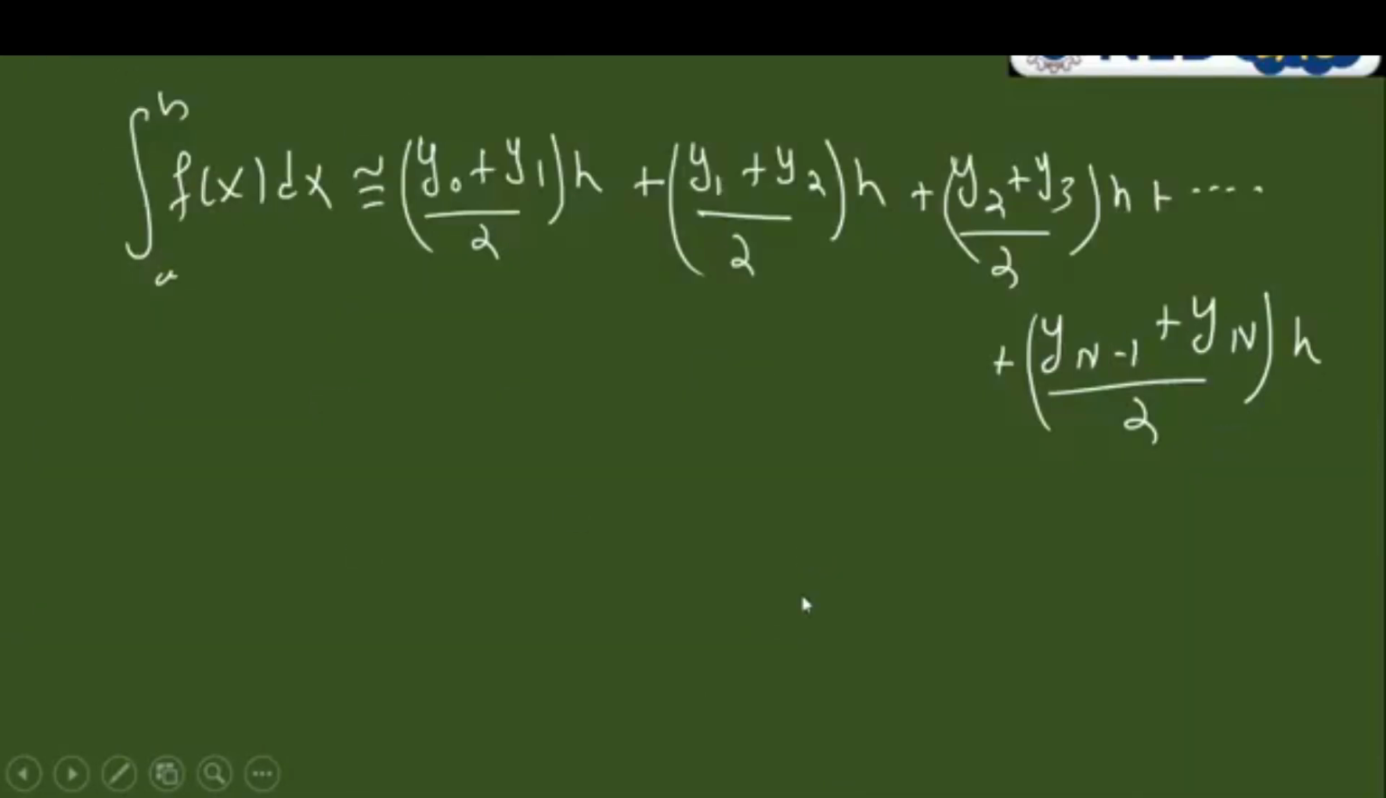If we simplify it, because h is constant, we can take h out. We can also see that all the terms have the same denominator, so we can take out 2 as well.